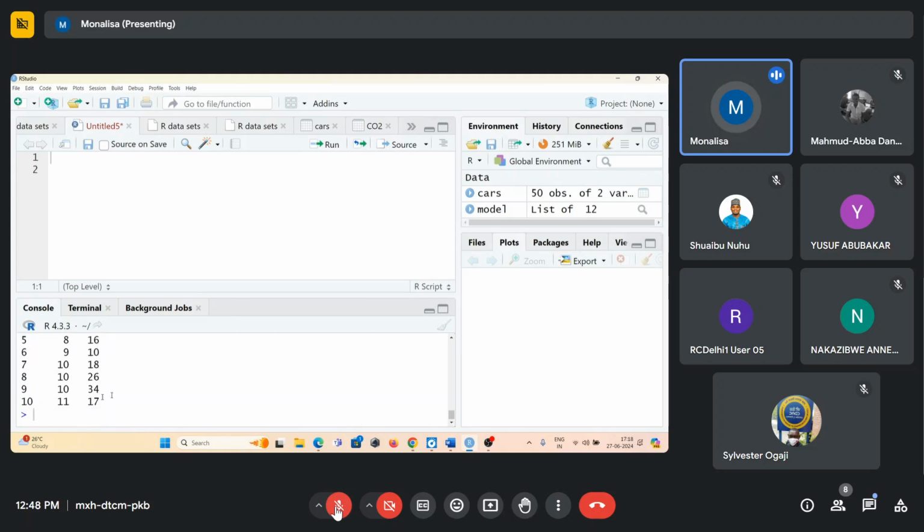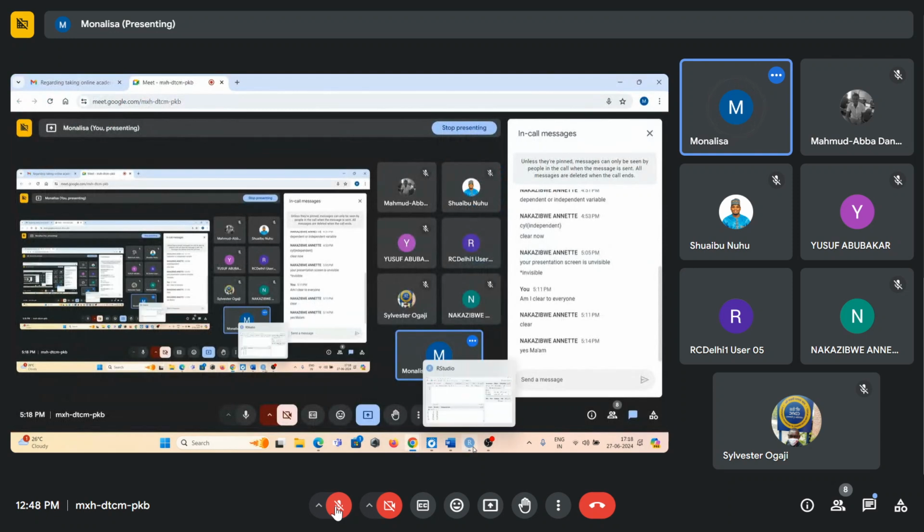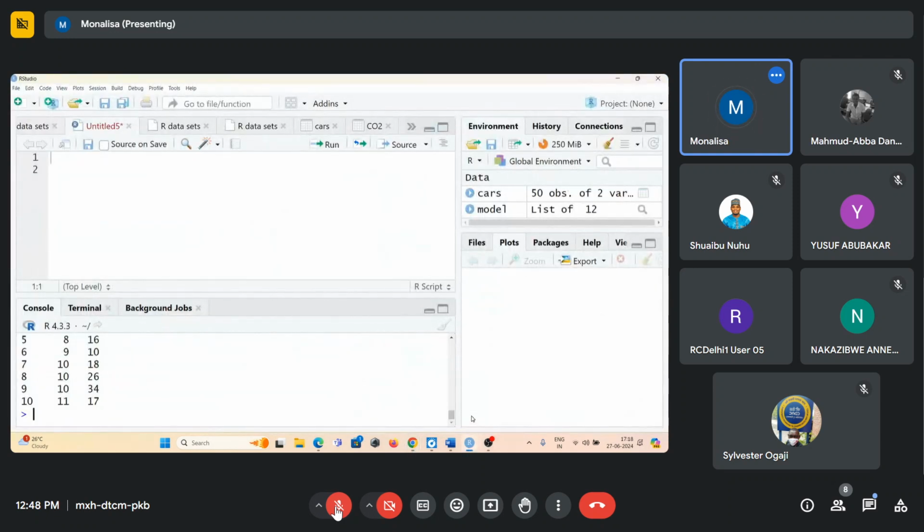I hope you all are doing the execution with me. Next, I have to write this cars data set, then percentile, greater than symbol, again percentile. What is the meaning of this statement here?